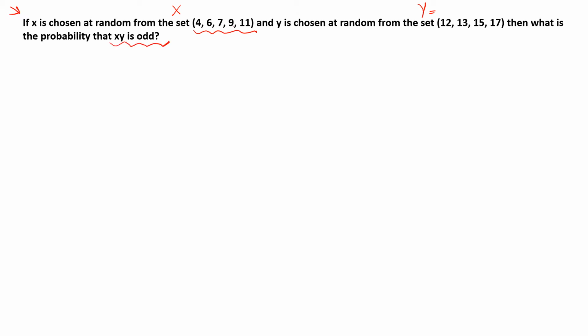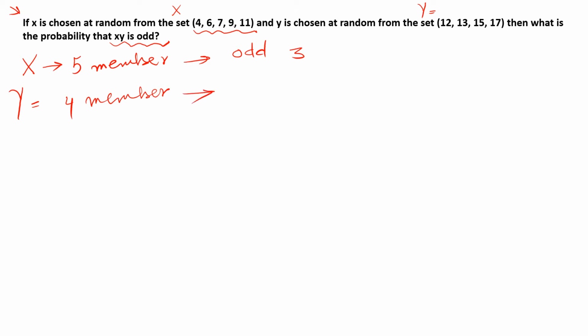So first of all, understand that X has 5 members, okay, and Y has 4 members. So first of all, this is the main thing. Now in X, how many odd numbers are there? So here 7, 9 and 11 are the odd numbers, and in Y you have 13, 15 and 17. It means the odd numbers are also 3 in the second set.